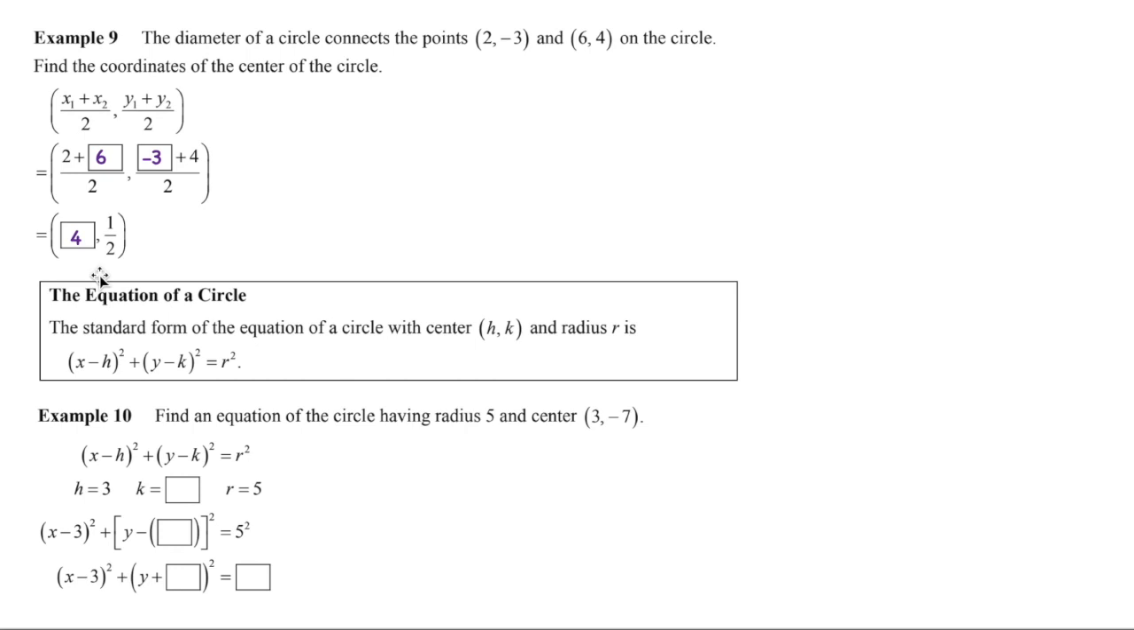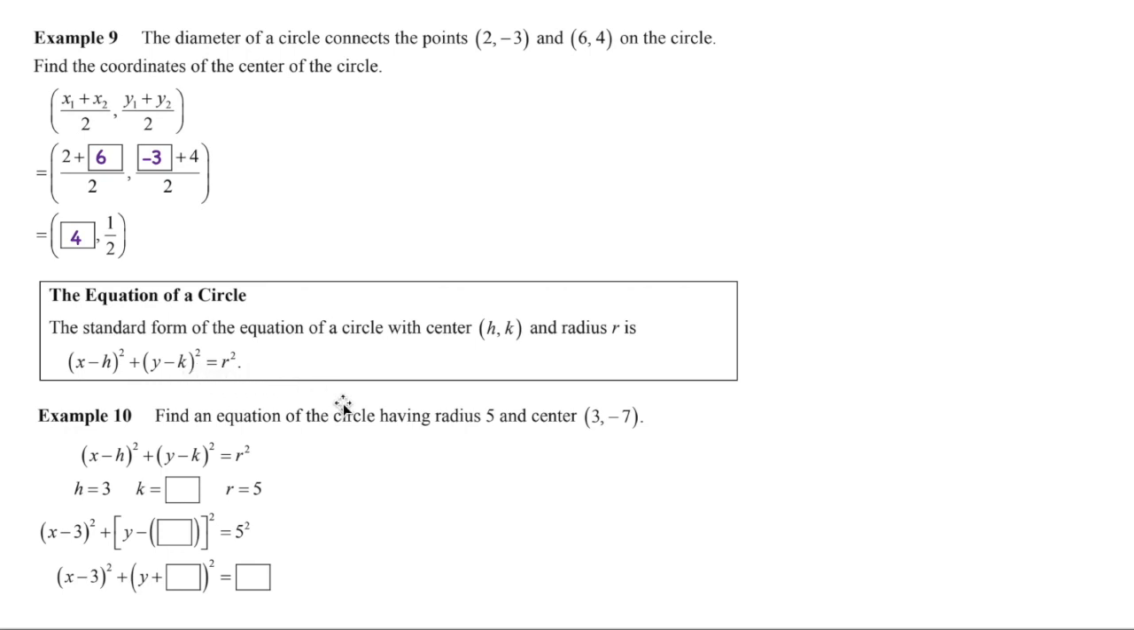All this talk about circles certainly leads us to the equation of a circle. The standard form of the equation of a circle with a center h, k and a radius r is given by the formula. I'm taking x minus the x value of the center of the circle, plus y minus the y value of the center of my circle. Each piece is squared, equals the radius squared.